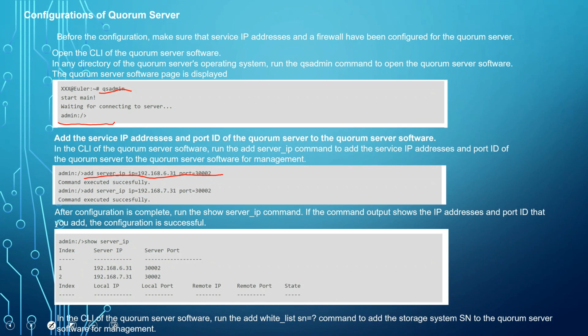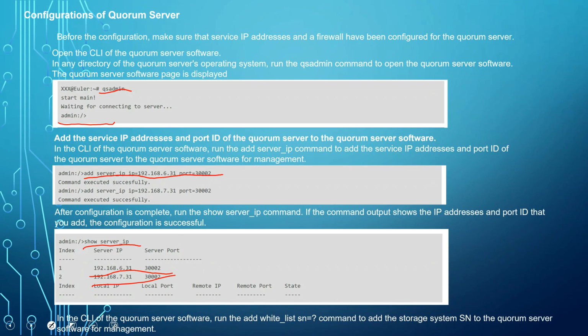So in this case, they have used two IPs, but you can use one IP as well. According to your network IP scheme, you have to add the Quorum server IP and port. And then when you enter it, it will be configured successfully. Then you can check show server IP. Show server IP will show you that your IP and ports are configured and listening now.